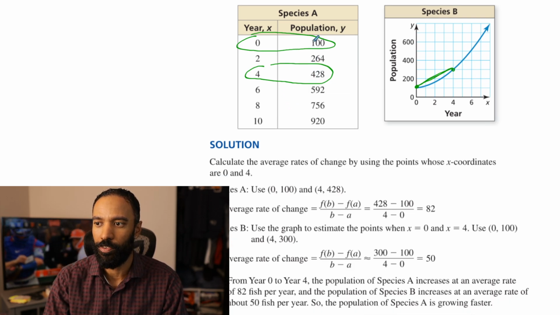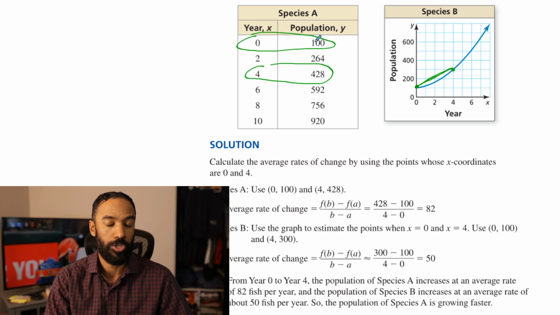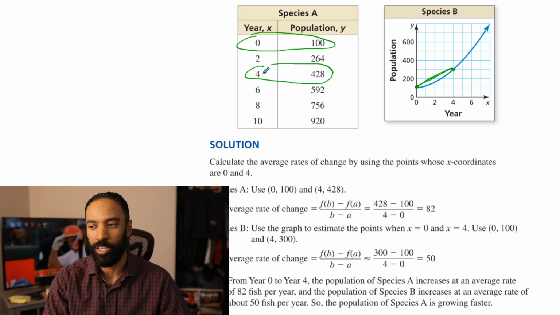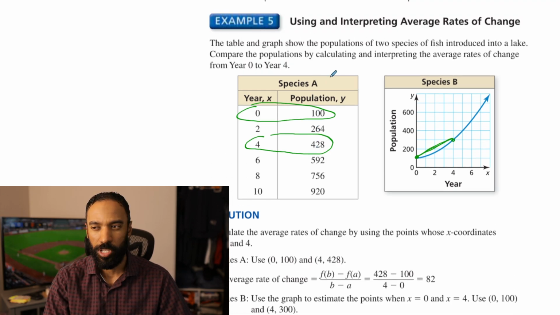We take the difference between this population and this population. That's 428 minus 100, which is 328. And from year 0 to year 4, that's 4 years. So 328 more fish.